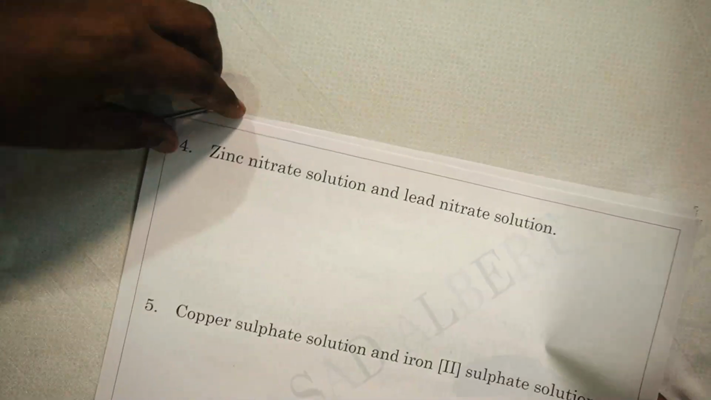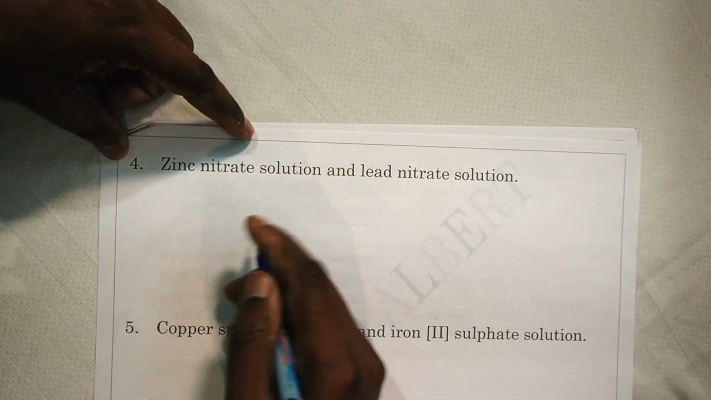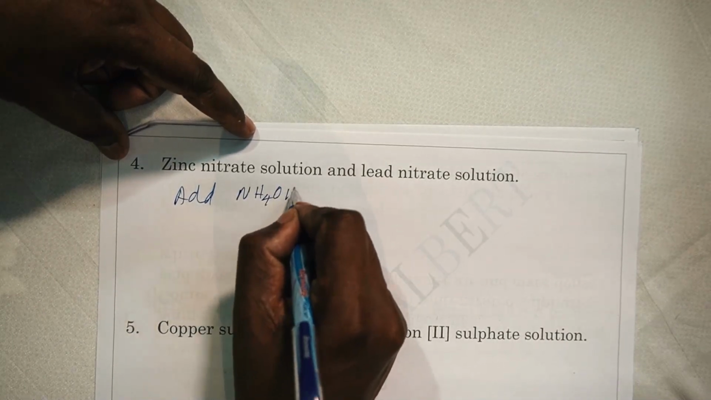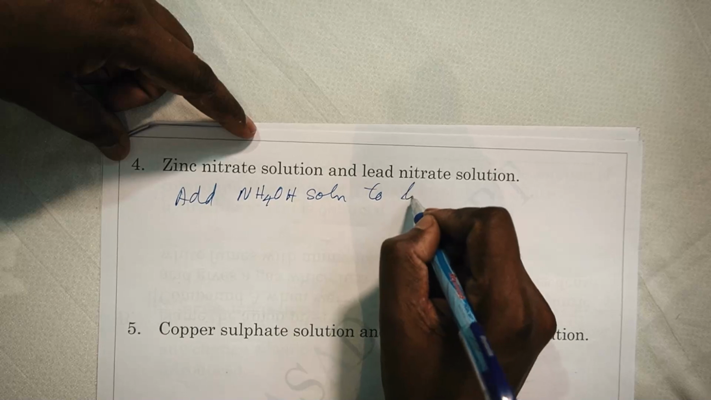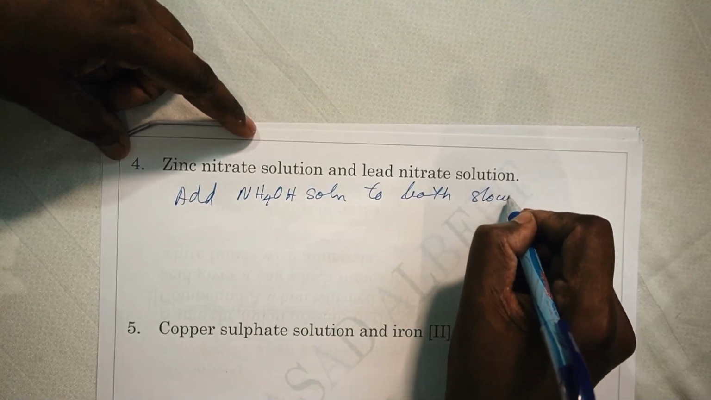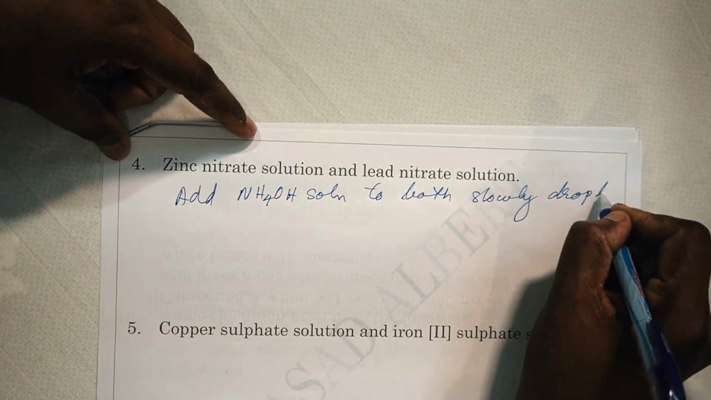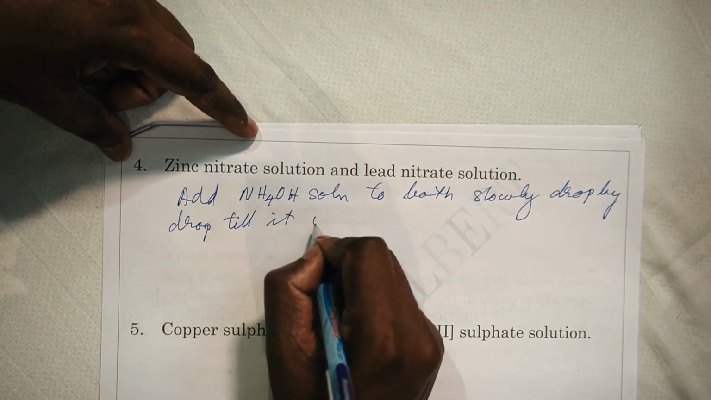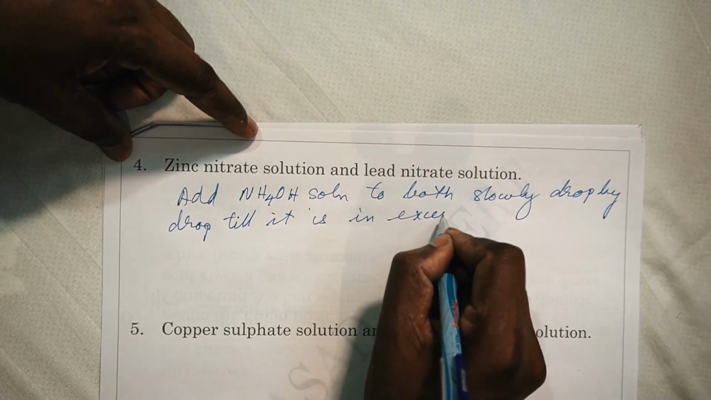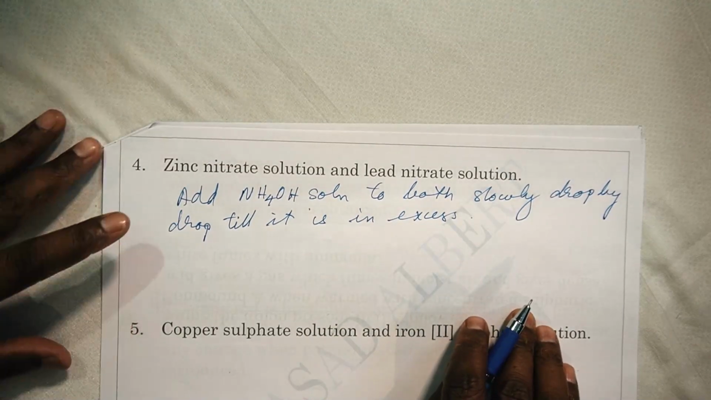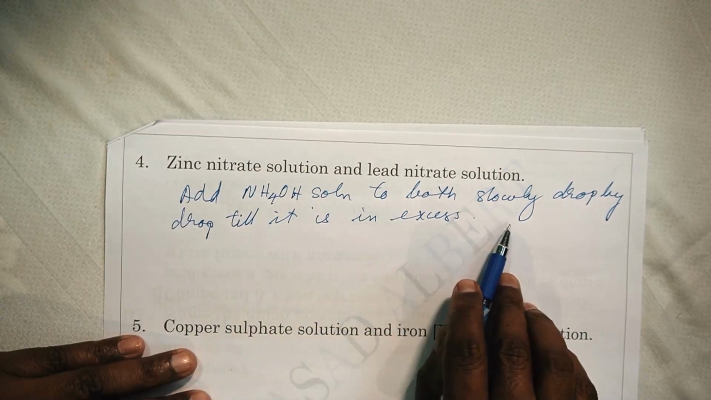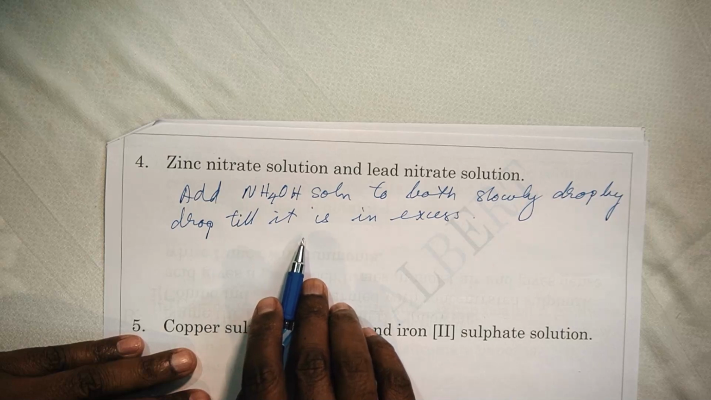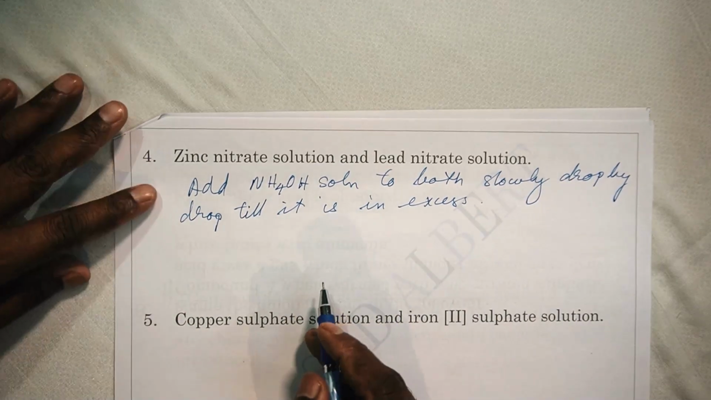Now the fourth in the series is zinc nitrate solution and lead nitrate solution. What can you do? Add NH4OH solution to both, slowly, drop by drop, till it is in excess. Now this is important. You cannot use sodium hydroxide here. You can use ammonium hydroxide. You will add it into both, slowly, drop by drop, and then add until it is in excess. So what is the observation?